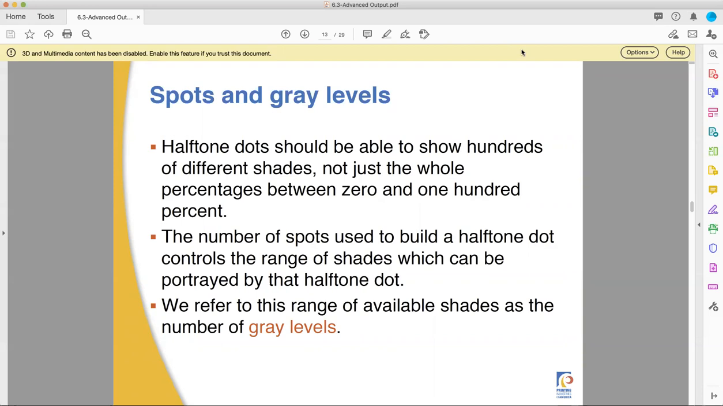Halftone dots should be able to show lots of different sizes, not just normal 1 to 100% integer numbers. So the number of spots used to build the halftone dot is what generates the number of gray levels you're able to achieve.